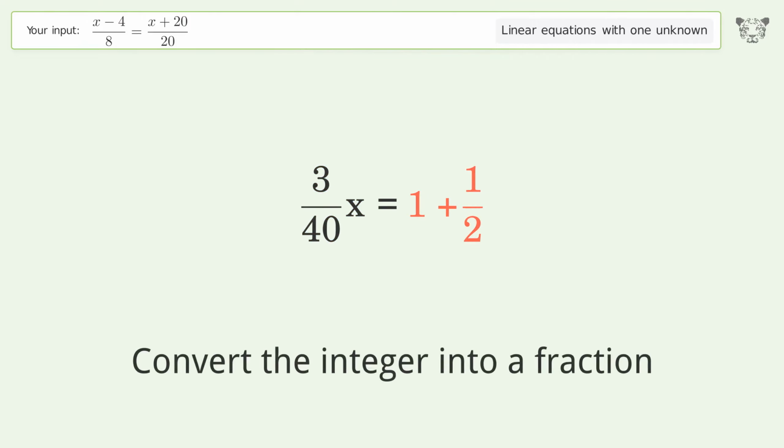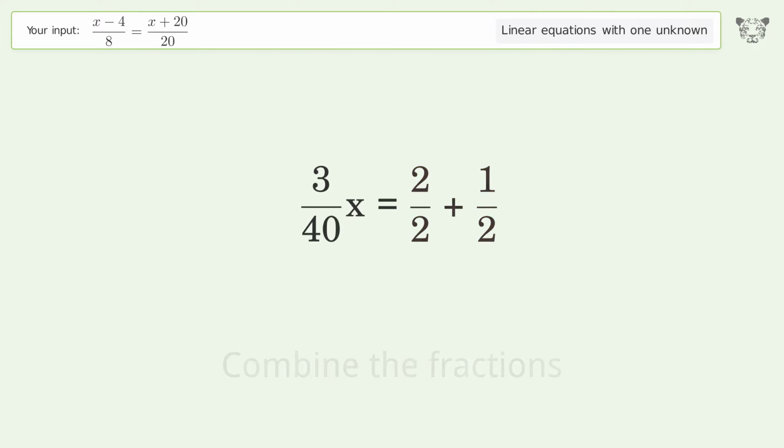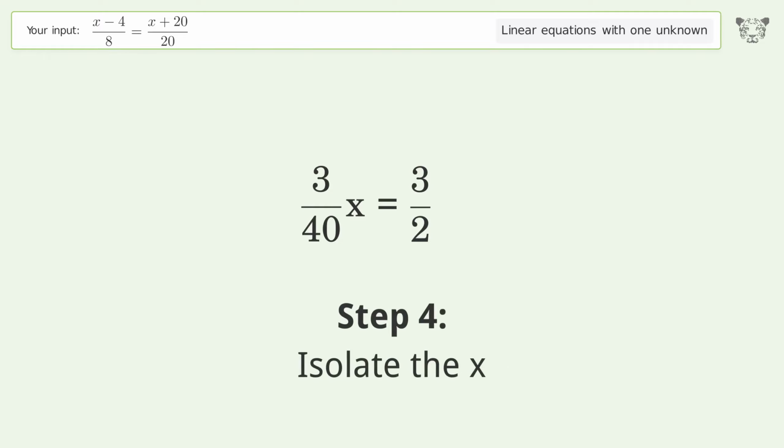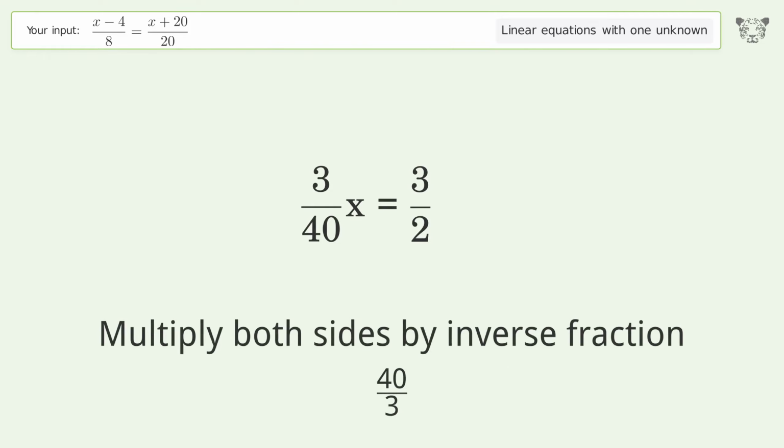Convert the integer into a fraction. Combine the fractions. Combine the numerators. Isolate the x. Multiply both sides by inverse fraction 40 over 3.